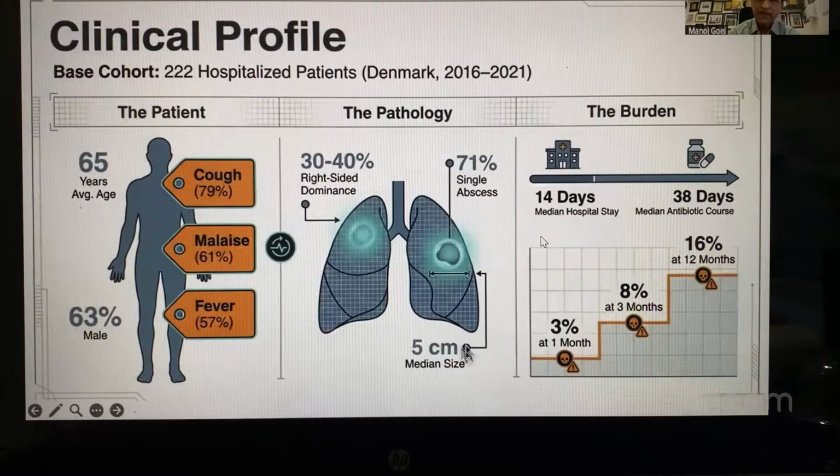The majority of the time the abscess was single, and the median size of the abscess used to be 5 centimeters in this study. And this study showed that the median hospital stay was 14 days, and the median antibiotic course required was 38 days, and there was 16% mortality at 12 months.